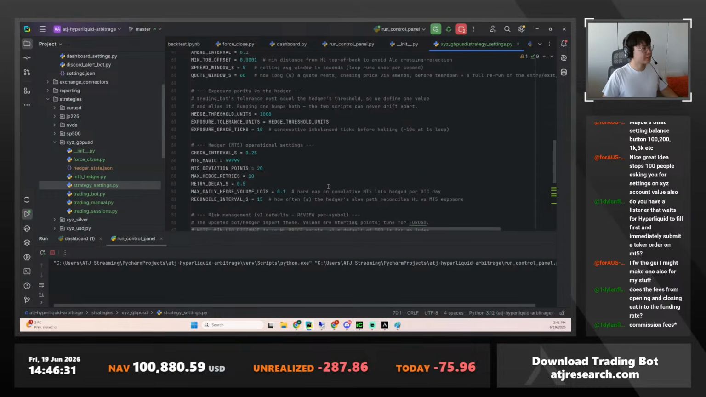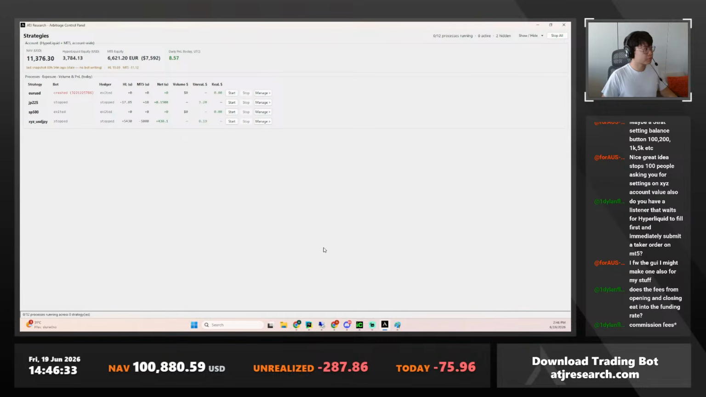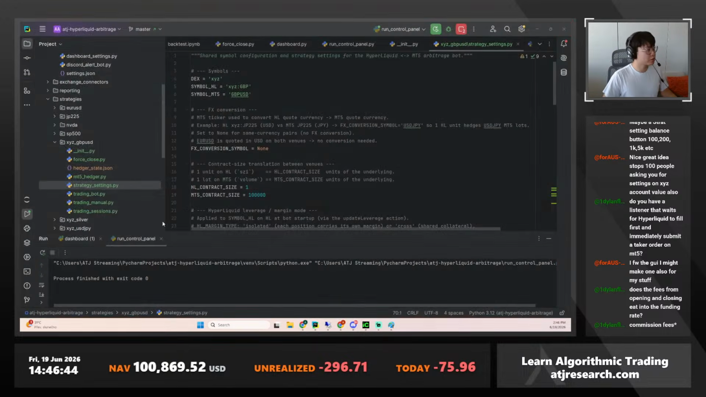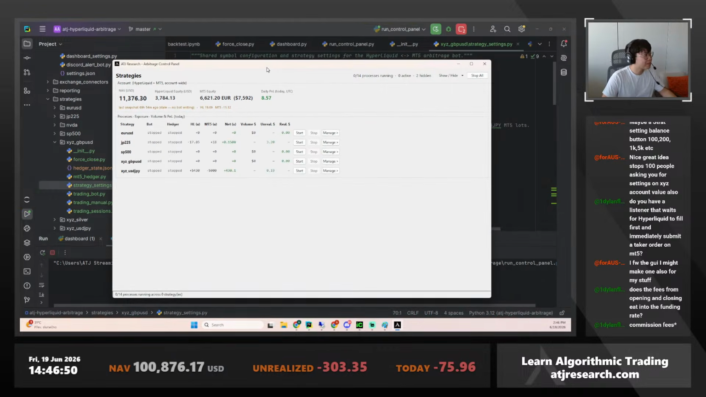Okay, so our strategy settings are done, which means, yeah, I think I should add a refresh button to add new strategies here, because right now it just loads the new files. So here I'm just going to close my control panel. I'm going to restart it. So there are still some new things that I can improve, but now I think, yeah, the GBPUSD strategy has been added.